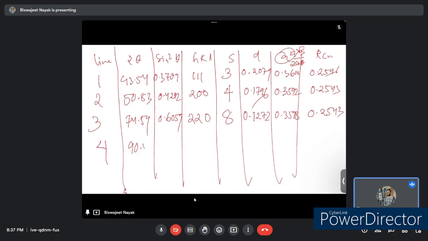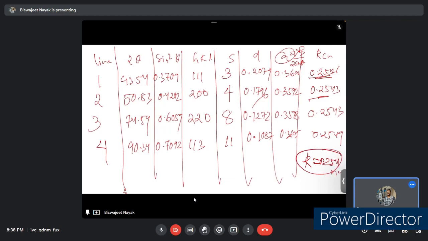For 90.34, sin square theta becomes 0.7092, HKL value 113, S becomes 11, and corresponding to that D value is 0.1087 and A becomes 0.360. We can see the radius is 0.254 nanometer, corresponding to the lattice constant of 0.36.